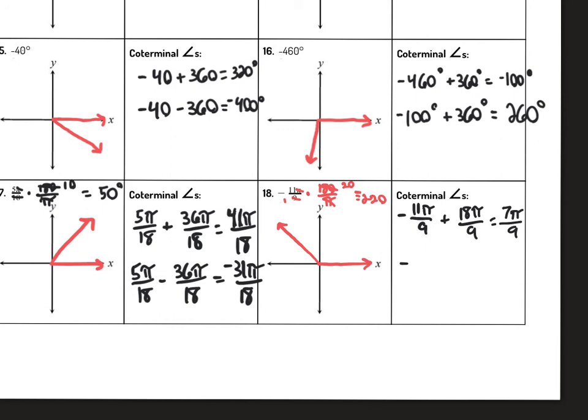So now I'm going to subtract 18 pi over 9, which is negative 29 pi over 9. So those are my two coterminal angles. They don't seem like they're very helpful, but there they are. All right, good luck.